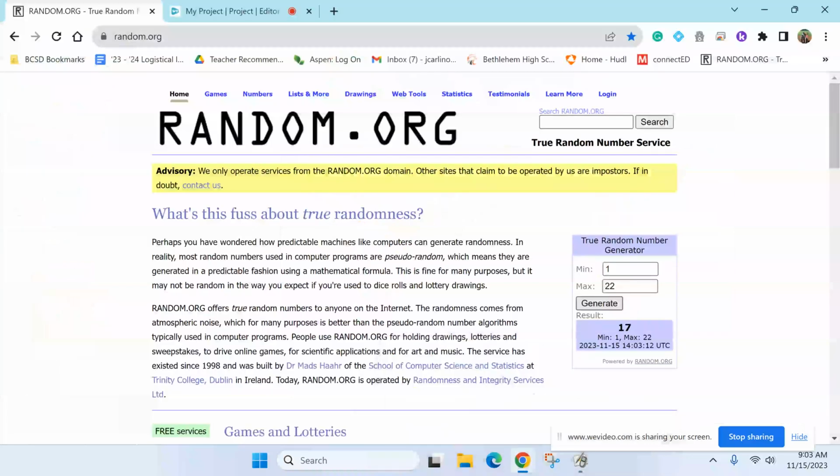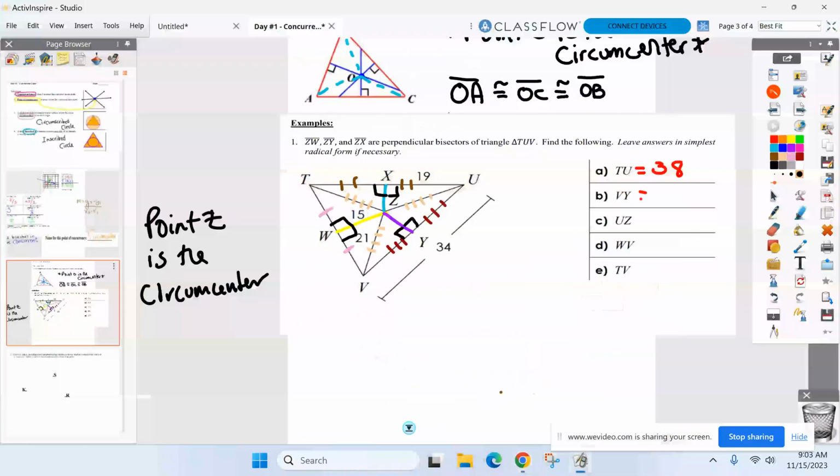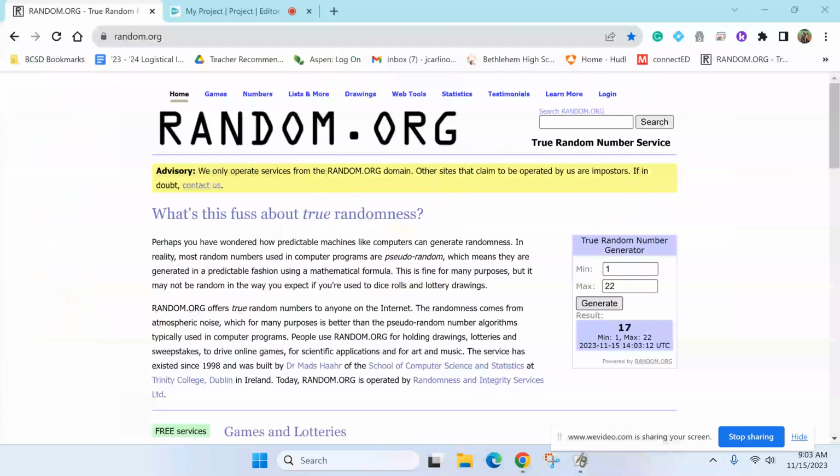VY. All right, let's keep rolling. VY, 17. Dylan? 17. Yep. Cut 34 in half, everyone, right? UZ. Again, I can't find what UZ is unless I know what the circumcenter does. UZ.